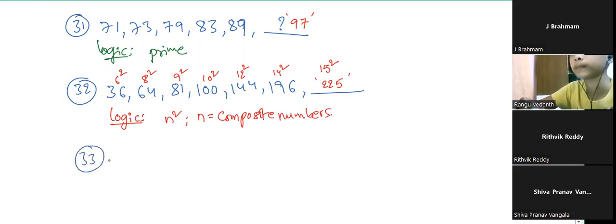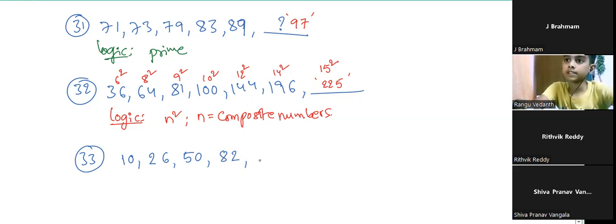One more question. Suppose the question is like 10, 26, 50, and then 82. What is the next number? Sir, I got it. It's like all the prime numbers, square plus 1.